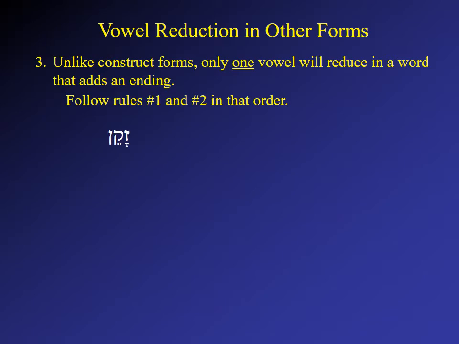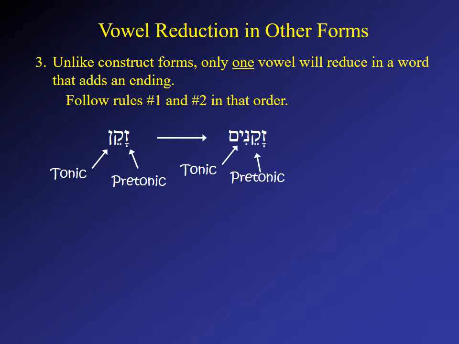So for example, here's our word zakein, which means something like an elder. The plural of zakein is hypothetically zakenim. So this im ending is our plural. So if we divide our syllables, nim is now tonic, ke is now pretonic, and za is propretonic.